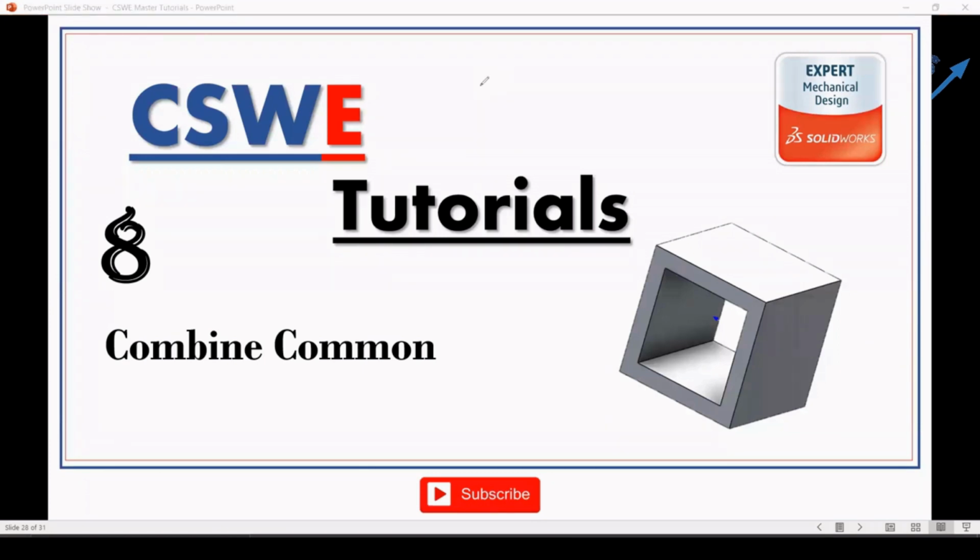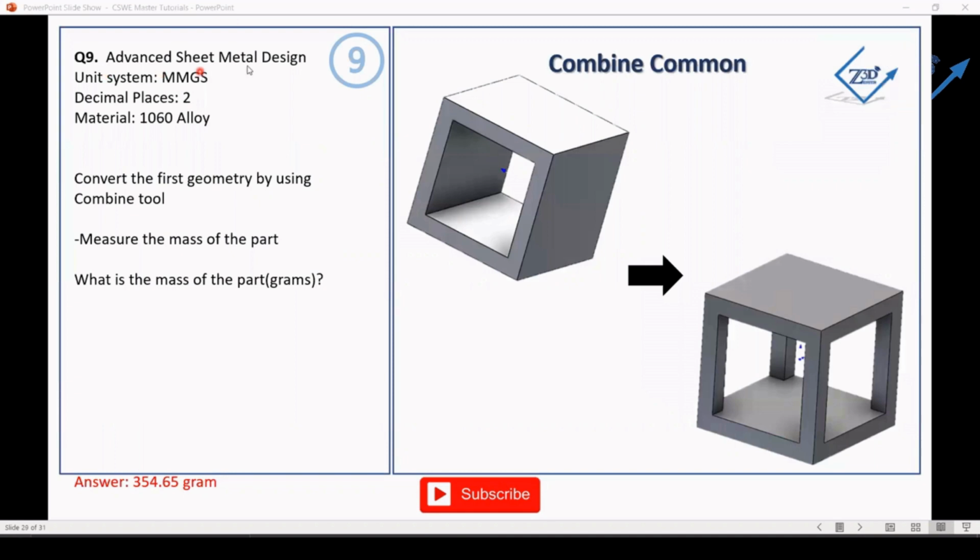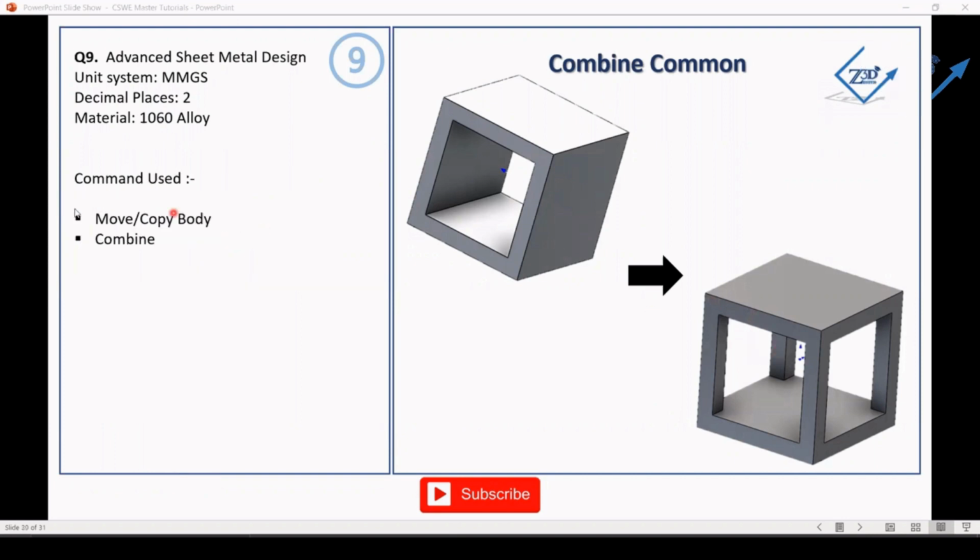Now moving to the next question. Here is the combine common. It's a very simple question if you know the trick how to solve it. So here we have to convert the first geometry into the second geometry by using the combine command. The image is shown on the right side, and we have to measure the mass, and the mass unit is in grams.